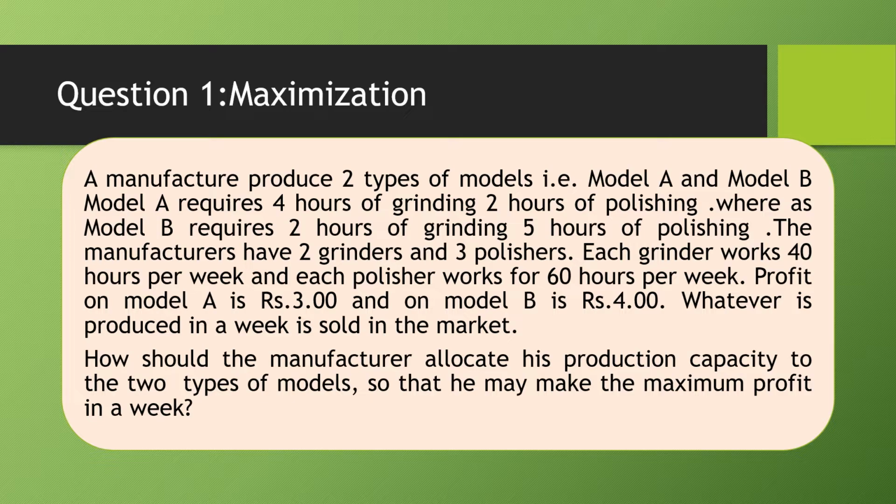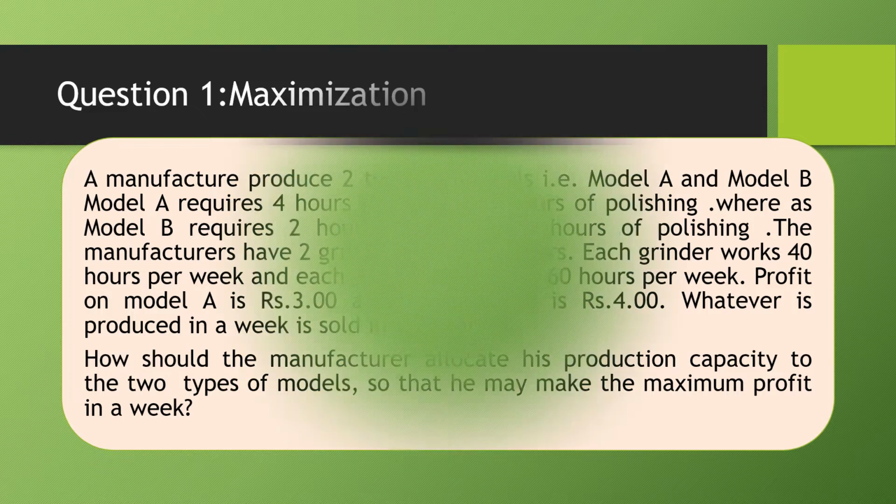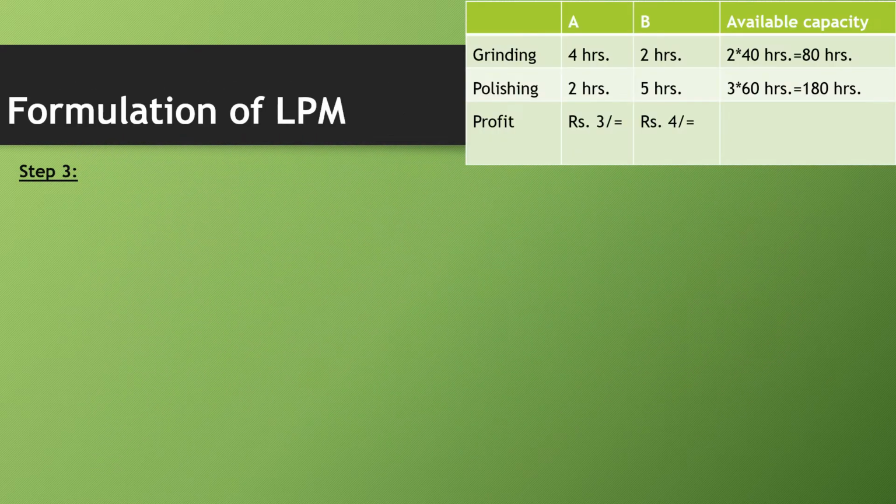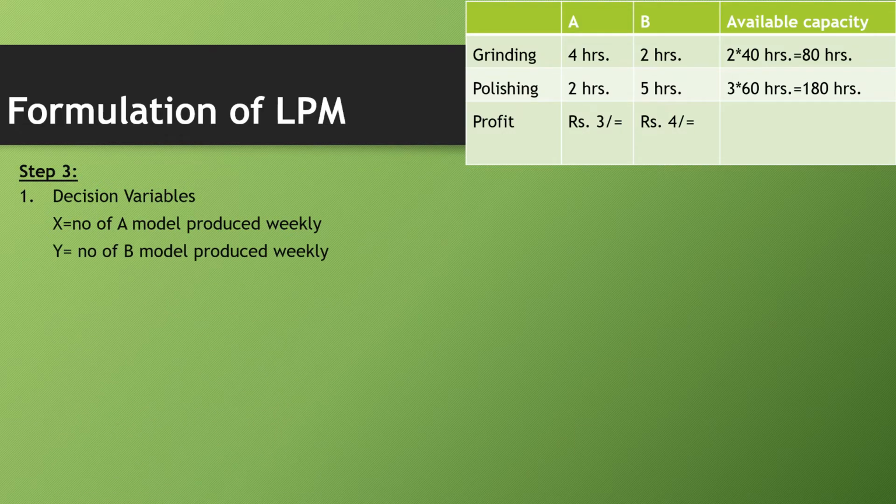Now we will use this question to understand how to solve a linear programming problem. Please look at the question carefully. Now based on the given data, we are going to formulate the linear programming model. Here the first one is deciding the decision variables. Here I am assuming x and y as the decision variables. X represents the number of A models produced weekly and Y represents the number of B models produced weekly.